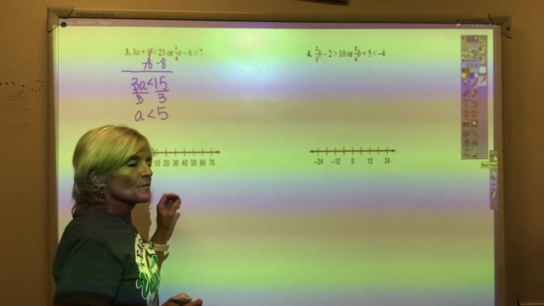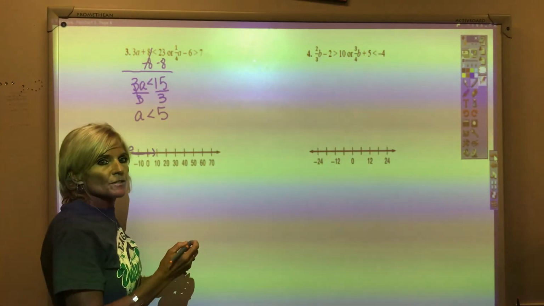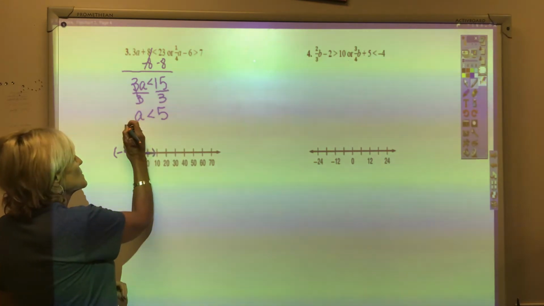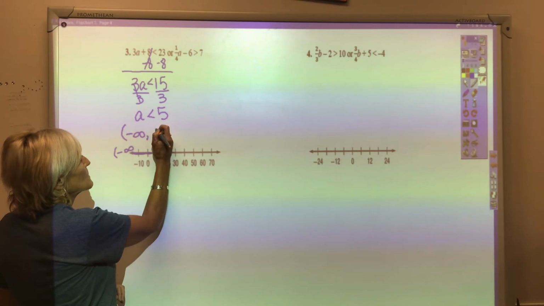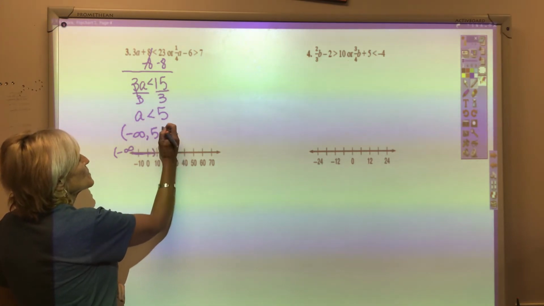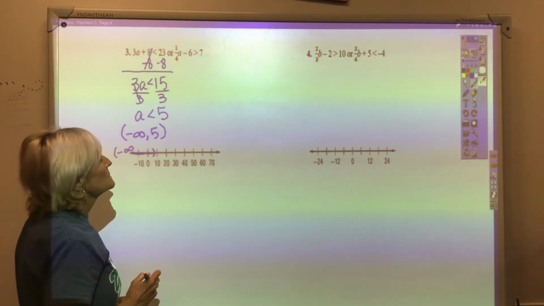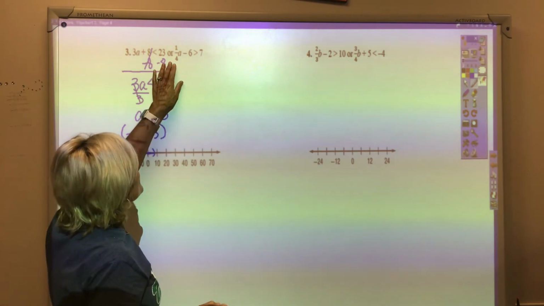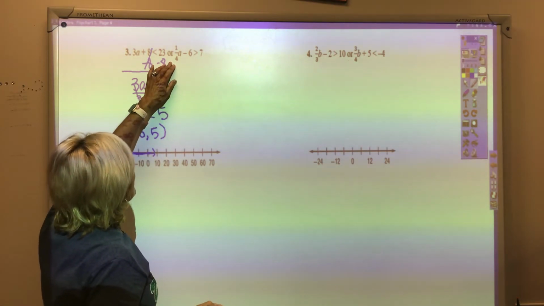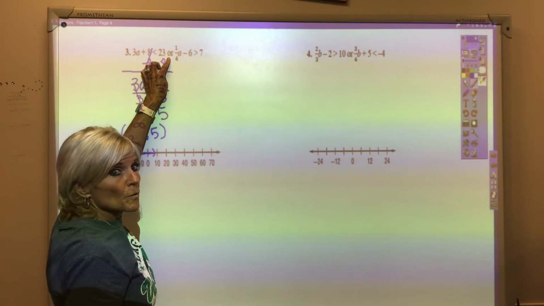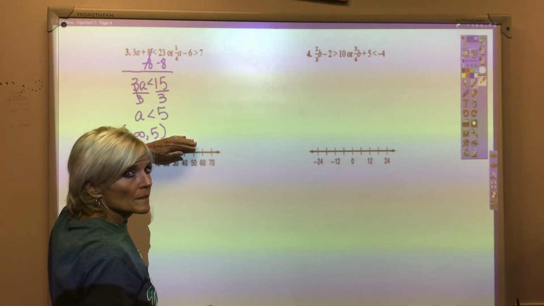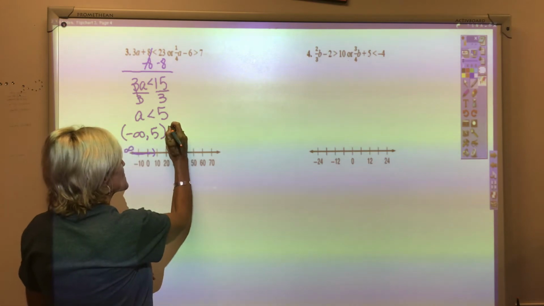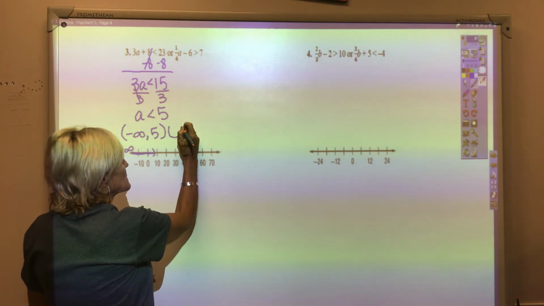Okay, so the first interval notation for this problem will be parenthesis, negative infinity, comma, 5, parenthesis. Now I'm going to do the second part. And what I'm going to use for the word or, instead of writing or down here when I write my compound inequality, is I'm going to use the U shape. That means the union.